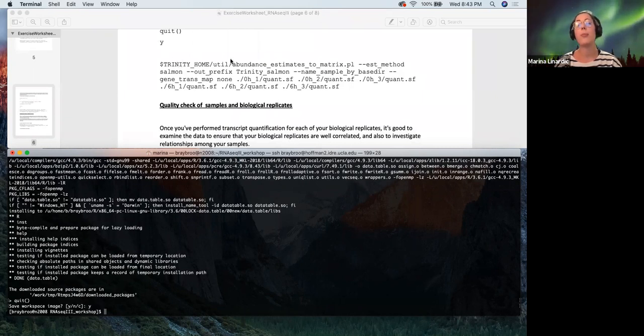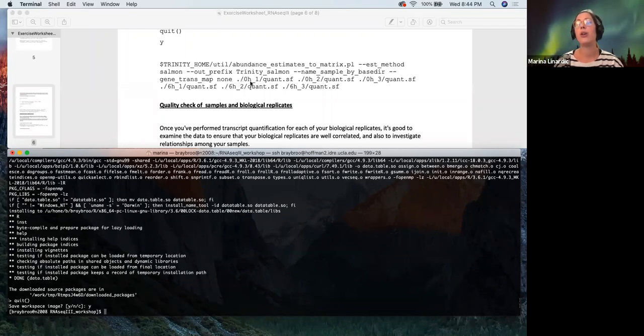It's inside Trinity Home again, inside this util. What we're going to put in is the estimation method, which is salmon that we used. Out prefix, we're just specifying what kind of prefix we want for all of the files that are going to be created, which is Trinity Salmon. It can be anything. Name sample by base directory just means that it's going to keep these names. The gene trans map, you can specify, or you don't have to specify if you're not going to run it on a gene level, which we're not running. We're doing isoform, so it's none.